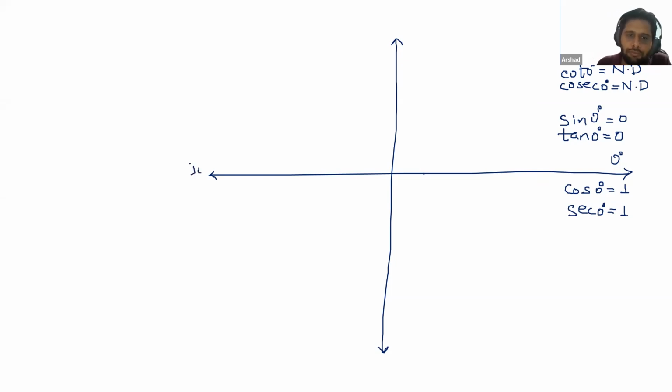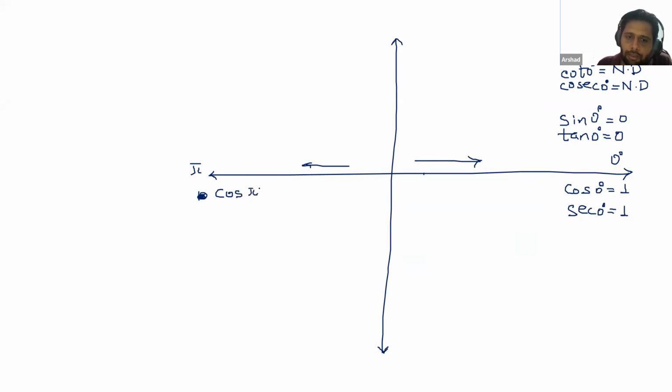So for zero you know the values, but if I ask you the value with pi, like cos 180, where 180 is pi, you will get confused. So how to remember this? Remember in this way. This is the right side. On the right side, cos and sec are 1 and 1. If you go to the left side, then what happens? Cos pi.